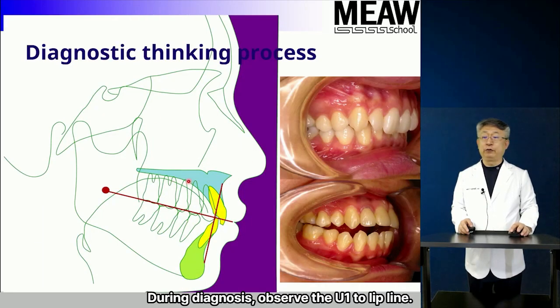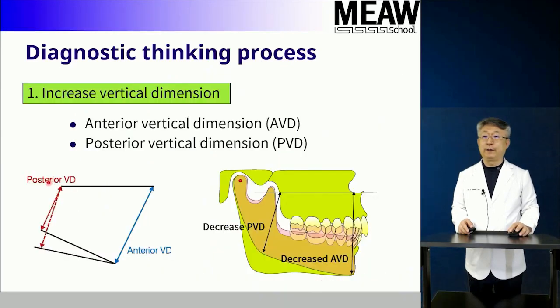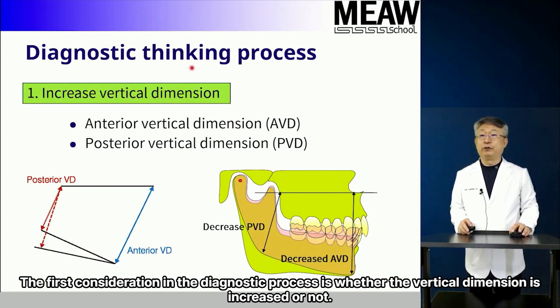During diagnosis, observe the yawn to lip line. Dr. Ricketts said that the occlusal plane passes through the T point, the incisal edge of the mandibular incisors, and the embouchure of the lips. The first consideration in the diagnostic process is whether the vertical dimension is increased or not.